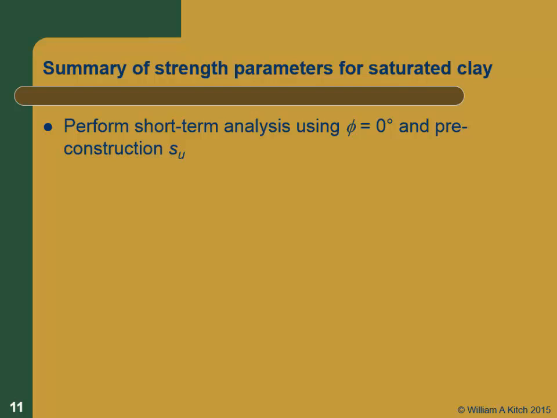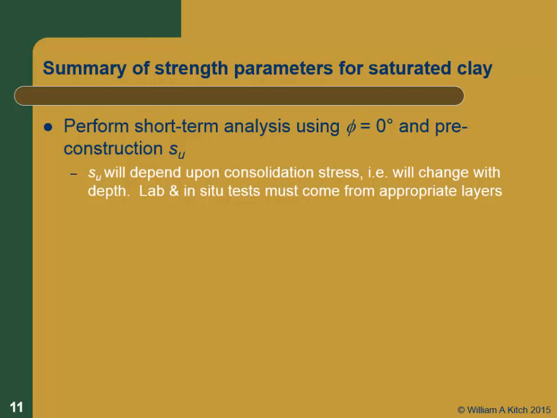For clays, you've got to perform a short-term analysis with phi equals zero conditions and the pre-construction undrained strength. And that undrained strength is going to vary with depth, even in a uniform soil. So you've got to be sure to get the undrained strength parameters at the appropriate places within your wall design. So the Su will depend on the consolidation stress, so you've got to get samples, either your lab samples or your in situ samples, from the appropriate locations.